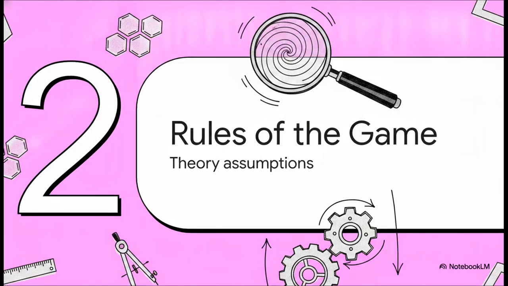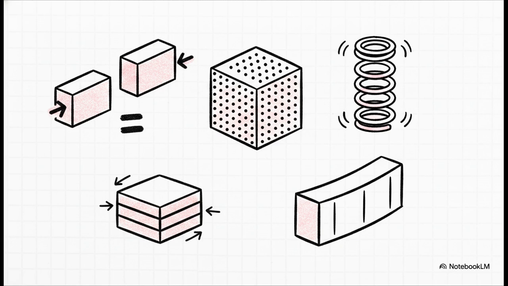Moving on to Section 2, the rules of the game. To make the incredibly complex physics of bending actually solvable, engineers have to use a mandatory set of assumptions, which Dr. Weerasinghe's notes clearly lay out. First up, we assume the material is completely homogeneous and isotropic, which is just a fancy way of saying it's the exact same stuff throughout and behaves identically in all directions.